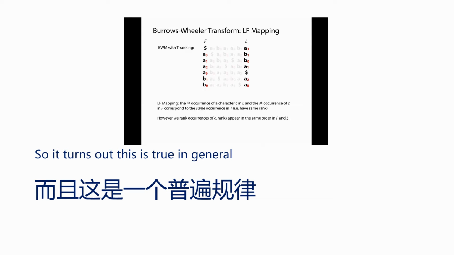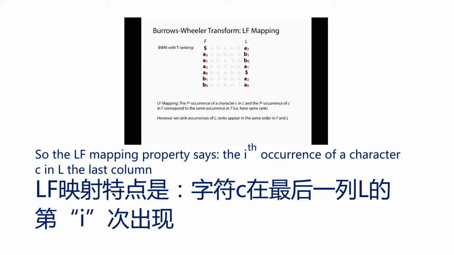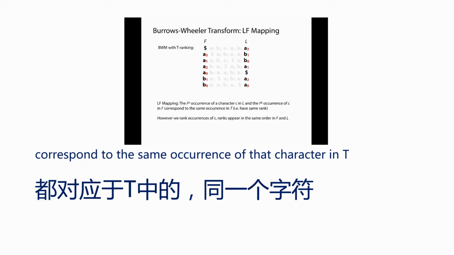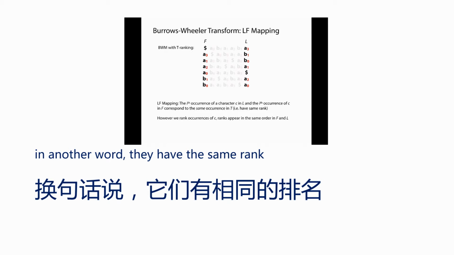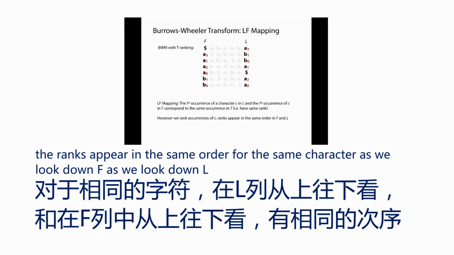So it turns out this is true in general. And this is what the LF mapping property says. The LF mapping property says that the ith occurrence of a character C in L, the last column, and the ith occurrence of a character C in F, the first column, correspond to the same occurrence of that character in T. In other words, they have the same rank. Another way we can say that is, however we rank occurrences of C, the ranks appear in the same order for the same character as we look down F and as we look down L.